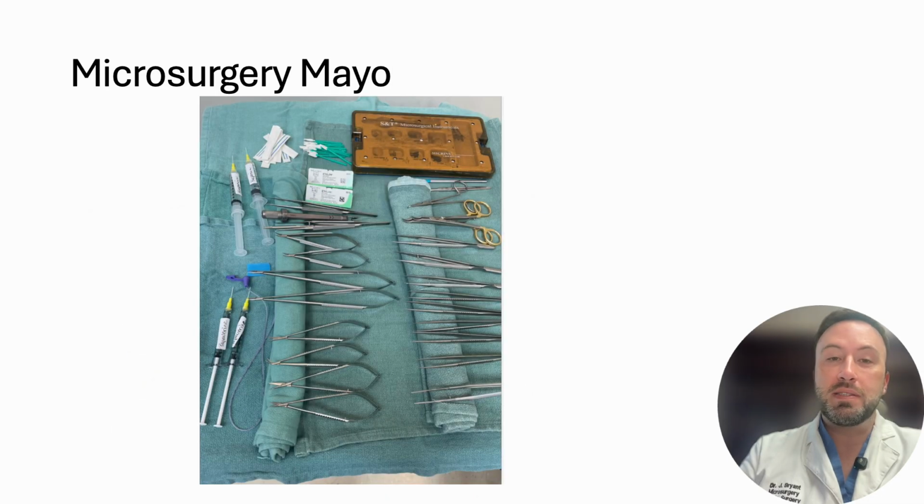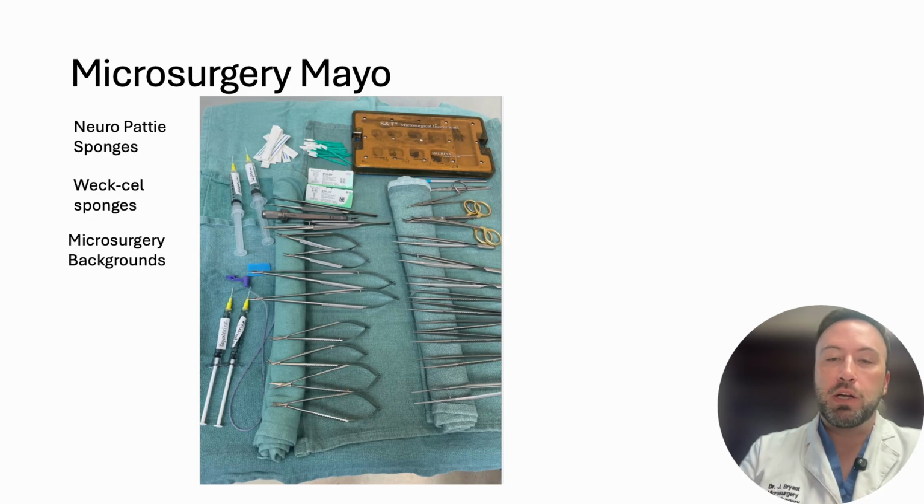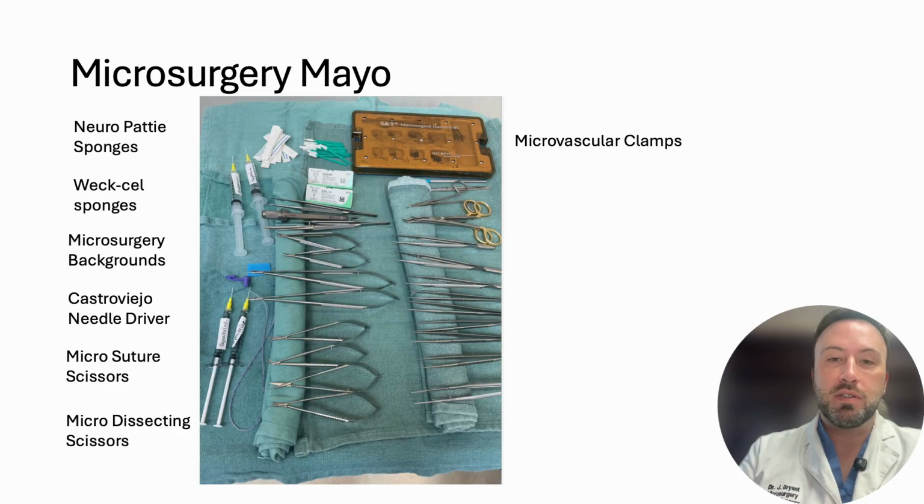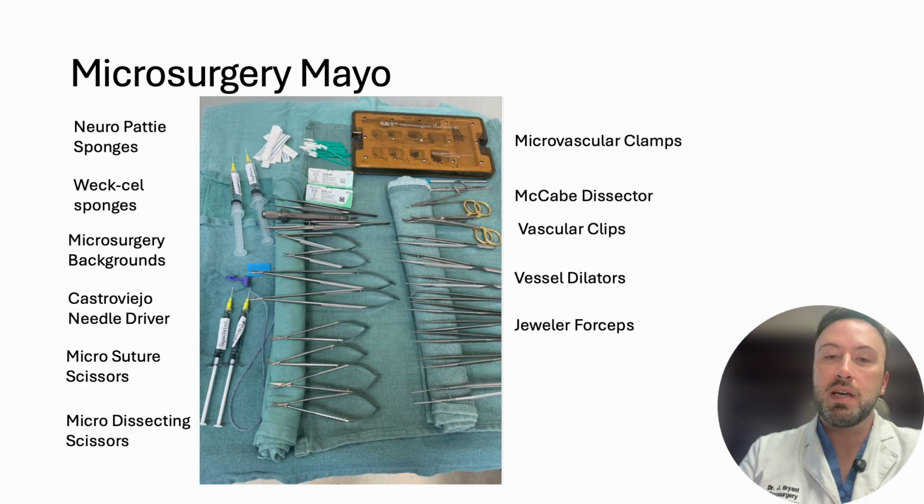You will want to set up a separate Mayo stand for microvascular instruments. Some instruments commonly kept on the microsurgery Mayo stand include neuropatty sponges, Weck-Cel sponges, microsurgery backgrounds, Castroviejo needle driver, microsurgery suture scissors, microdissecting scissors, microvascular clamps, McCabe dissector, vascular clips, vessel dilator, jeweler forceps, and micro DeBakey forceps.